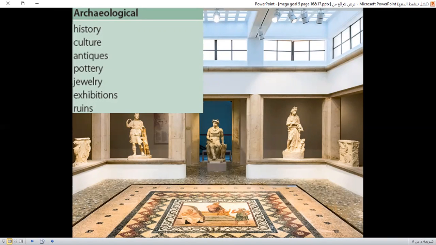Yes, Thalith. From the words that you can see, history, those are related to archaeological museums. History, culture. Yes, very good, Ilhaf. Something that is old. Okay.